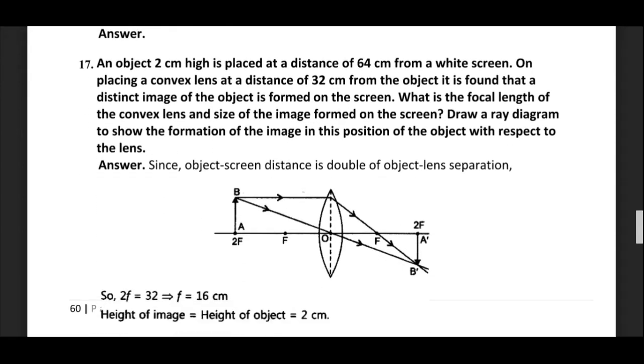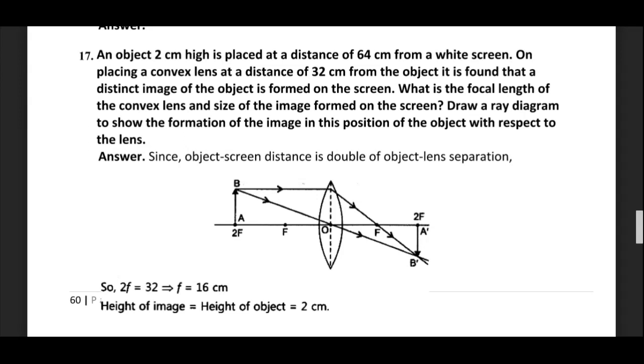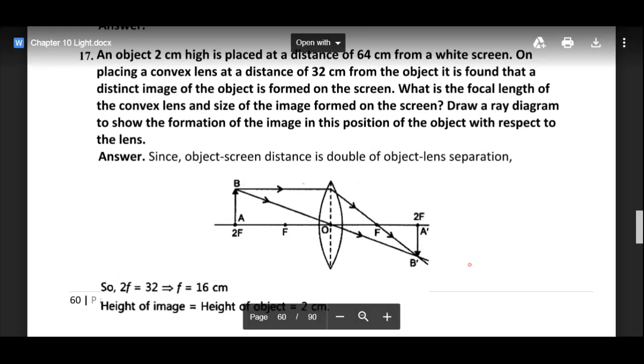Next is, an object 2 centimeter high is placed at a distance of 64 centimeter from a white screen. On placing a convex lens at a distance of 32 centimeter from the object, it is found that a distinct image of the object is formed on the screen. What is the focal length of the convex lens and size of the image formed on the screen? Draw a ray diagram to show the formation of the image in this position with respect to the lens. So अब वो क्या कह रहे हैं?